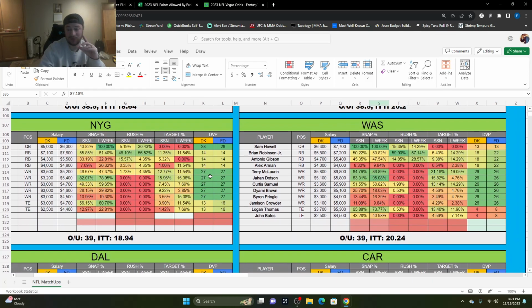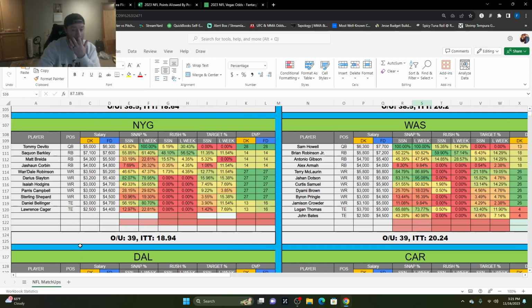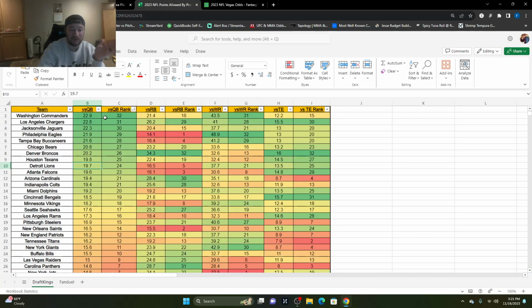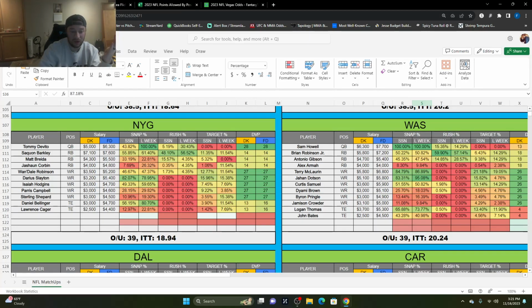We move to the Giants at Washington. So the Giants are bad. They are very, very bad. Tommy DeVito. They have a great matchup, though. If you go look at points allowed, Washington gives up the most points to the quarterback, and the second most points to the wide receiver. So in that theory, it's like, okay, the Giants are in a good spot.